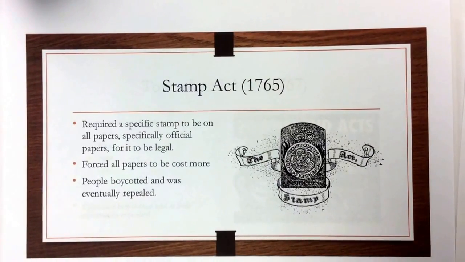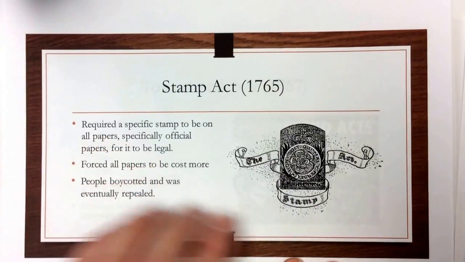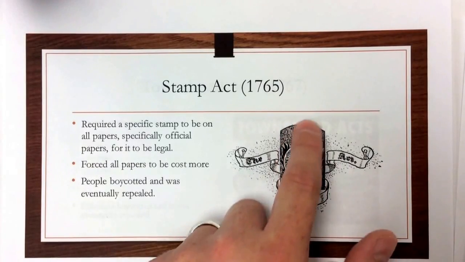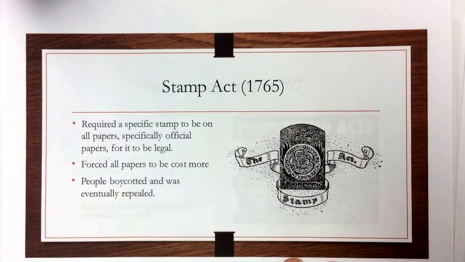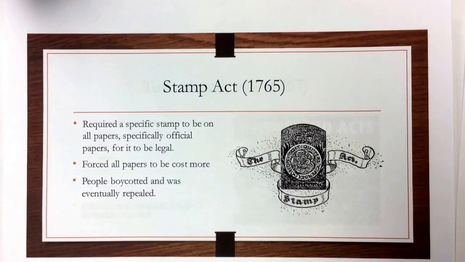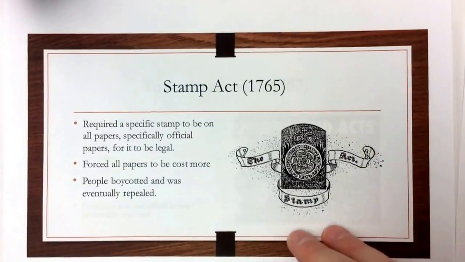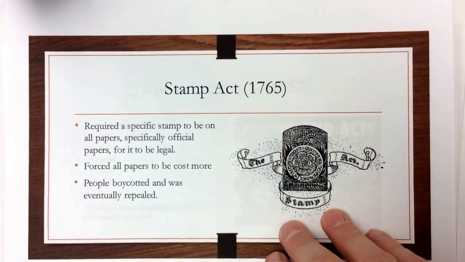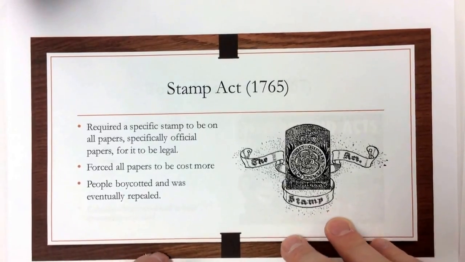The next one was the Stamp Act, and it required a specific stamp, this right here, to be on all papers, specifically official papers, for it to be legal. It forced all papers to cost more. Without that stamp, nothing could legally happen, especially for legal papers, like when I'm suing you for something. People will boycott it, and it was eventually repealed.